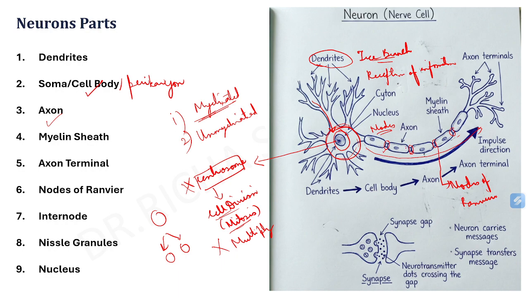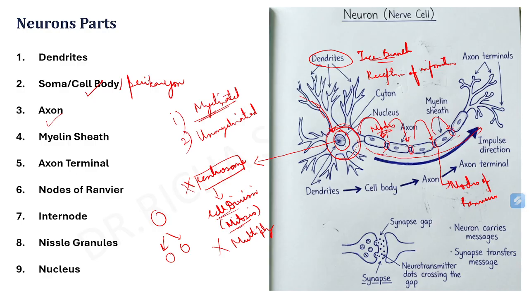These nodes of Ranvier do not have a covering of myelin over them. Because of these nodes of Ranvier, there is something called saltatory conduction, or jumping of impulses. So as the impulse comes from the dendrite, it enters the soma, it comes to the nodes of Ranvier, and they hop from one place to the other like this.